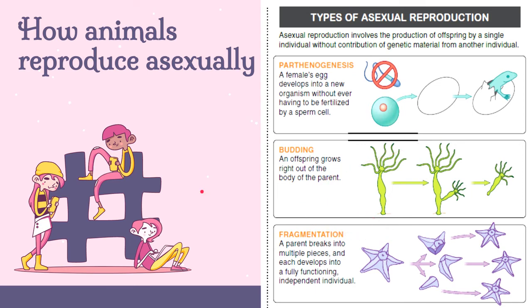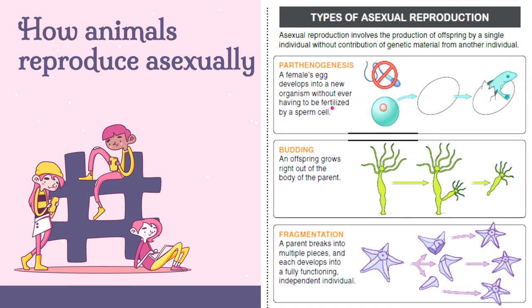How about animals? How do animals reproduce asexually? So these are the three main types of asexual reproduction in animals. The first one is parthenogenesis. So here, there's only one parent involved. That's usually a female, and there's no need for a sperm cell to fertilize the egg cell. The egg cell will act as a zygote, okay, and eventually mature and grow into an organism.